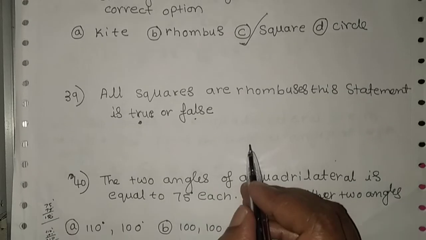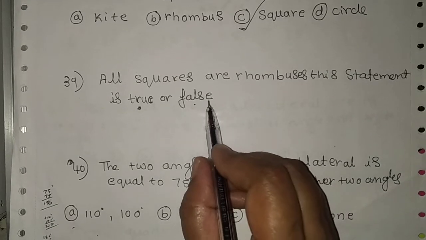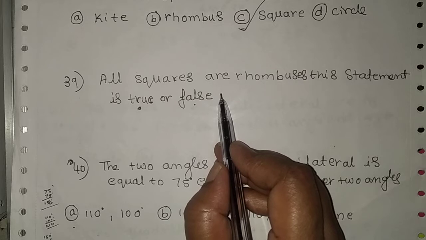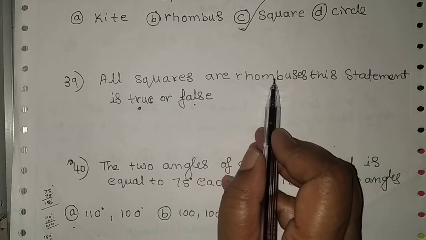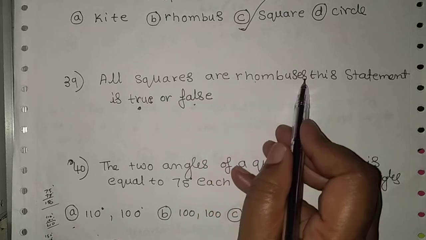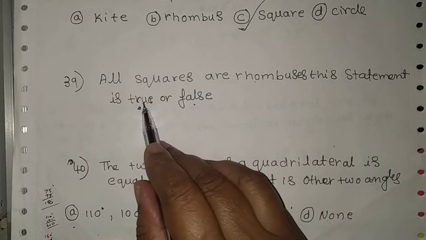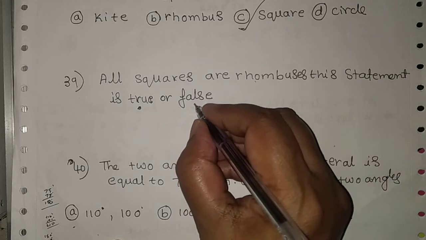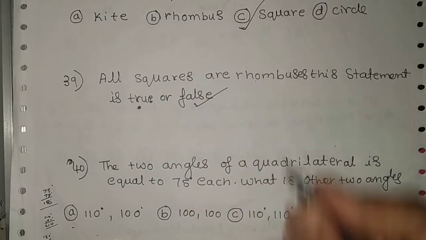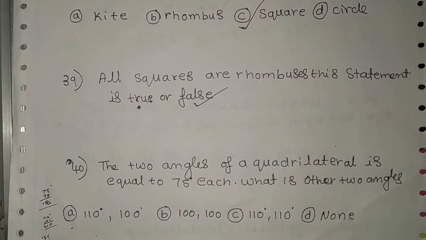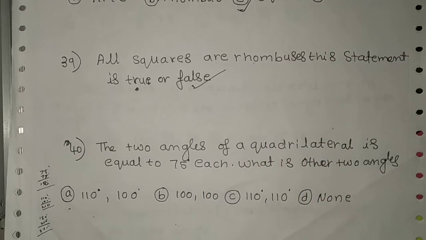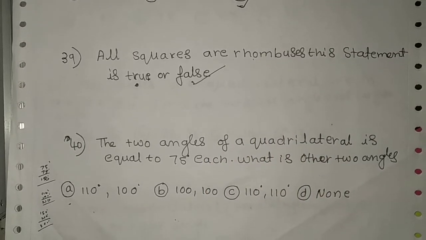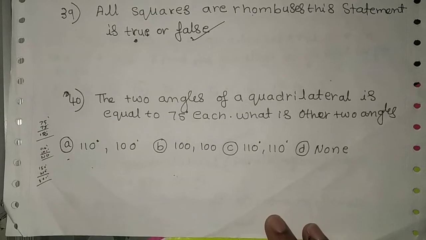Now next is the 39th problem. All squares are rhombuses. This statement is true or false. All squares are rhombuses, true or false. So the answer is false. So this is a true or false statement. Just write down false.